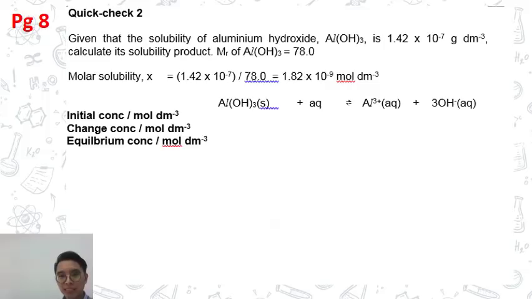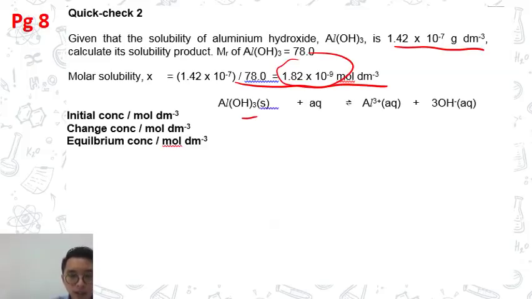Now let's try this example. Here they gave you the solubility in terms of gram per dm cube. So please convert it to mole per dm cube first, by dividing by the Mr. Convert it to mole per dm cube. This one is your x. Initially all of these will be zero. Once again, the change will follow the mole ratio. So this is plus x, and this will be plus 3x.